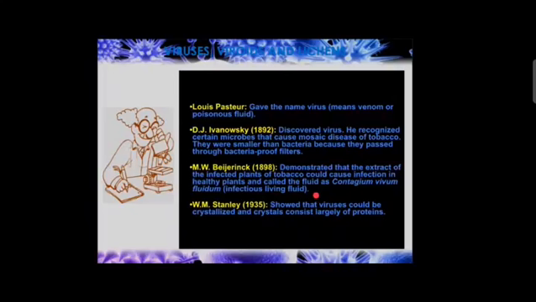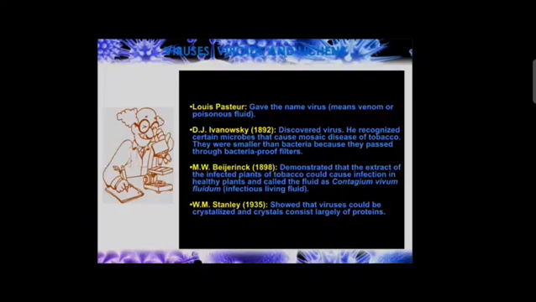He extracted the fluid from the infected tobacco plant and injected it into the healthy plant. That fluid was infectious, and it caused the infection in the healthy plant also when it was injected. He called that fluid contagium vivum fluidum, that is infectious living fluid. So that is the discovery of Beijerinck.